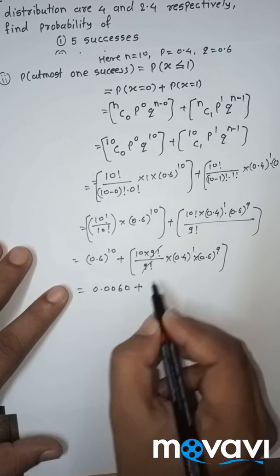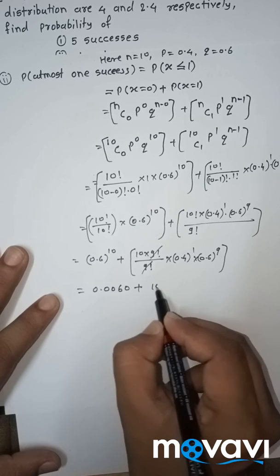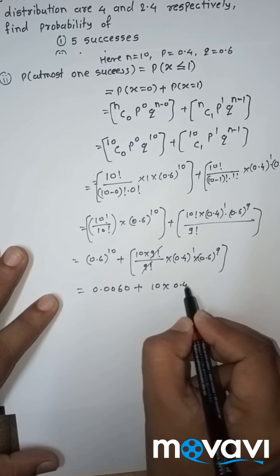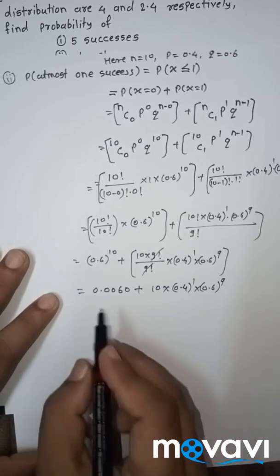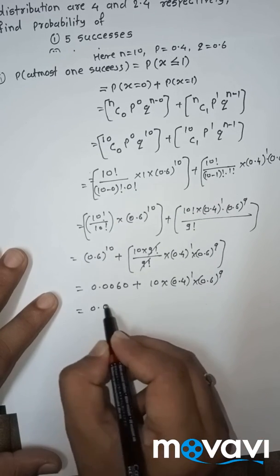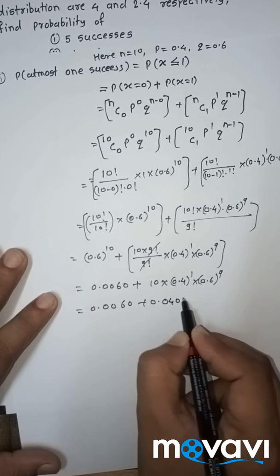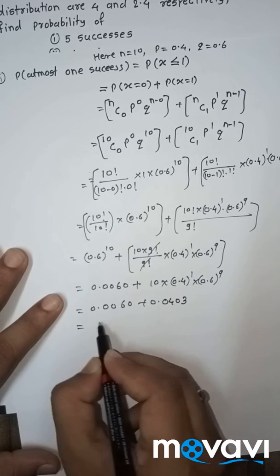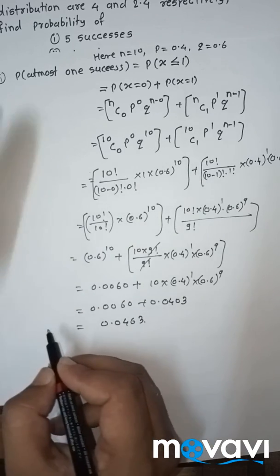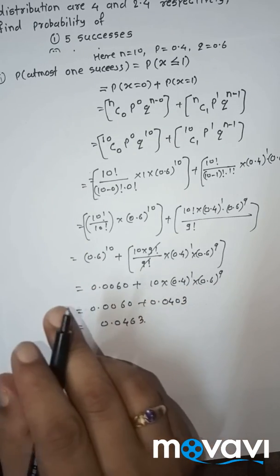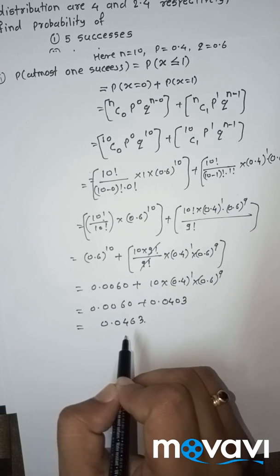0.0060. We can check this on calculator. Then 10 into 0.4 raised to 1 into 0.6 raised to 9. This is equal to 0.0060 plus 0.0403, and final answer is 0.0463. Therefore, probability of at most one success is equal to 0.0463.